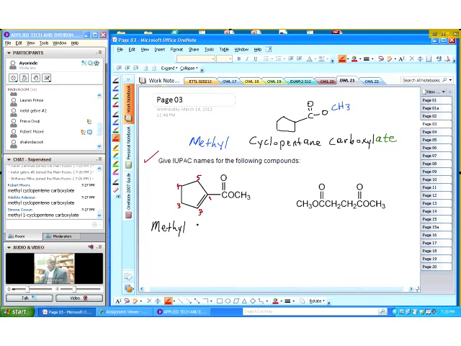So now that becomes methyl, separate word, 1-cyclopentane carboxylate. Okay, the carboxylate showing that it is an ester, the ATE, the one showing that the double bond is in the one position. So that is fine, very good.